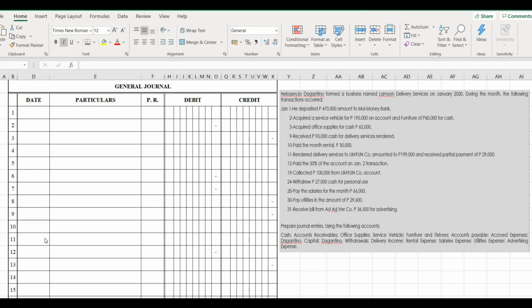Let's discuss the illustrative problem. I am now using Microsoft Excel to illustrate to you how to record transactions. So kanina, I presented to you the problem. So this is the problem. The requirement that we have to do is to prepare journal entries. So we are already given account titles and of course the transactions. So let's start.